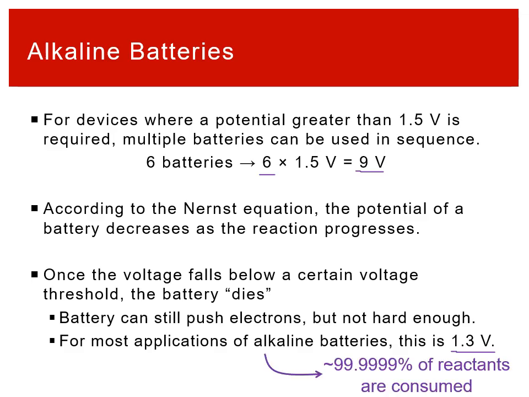What this corresponds to is 99.9999% of reactants consumed. So you really are exhausting the chemistry in there. Almost all the reactants are gone, but there is still a lot there. This also goes to show why you shouldn't throw batteries away in the garbage, because there's still a lot of chemistry to be had there. There's still a lot of chemical reactions that can occur. There's still a lot of nasty chemicals inside there that are driving that chemistry.